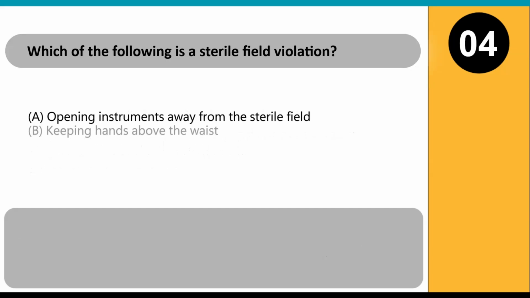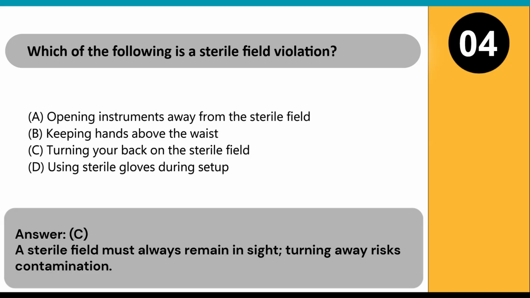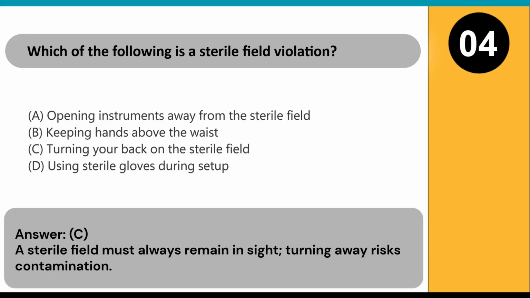Which of the following is a sterile field violation? A. Opening instruments away from the sterile field. B. Keeping hands above the waist. C. Turning your back on the sterile field. D. Using sterile gloves during setup. Answer: C. A sterile field must always remain in sight, turning away risks contamination.